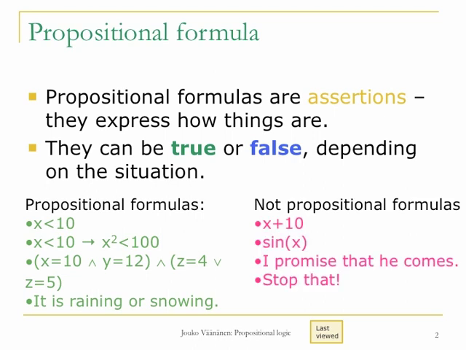Take, for example, x plus 10, sine x. I promise that he comes. Stop that. The first two are mathematical formulas. They have some value, depending on the value of x, but they do not have a meaning as something that is true or false. The third one, I promise that he comes, is a kind of speech act, but it is not a true or false sentence, although I promised that he comes would be. The last example, stop that, is also a speech act, not a true or false sentence.